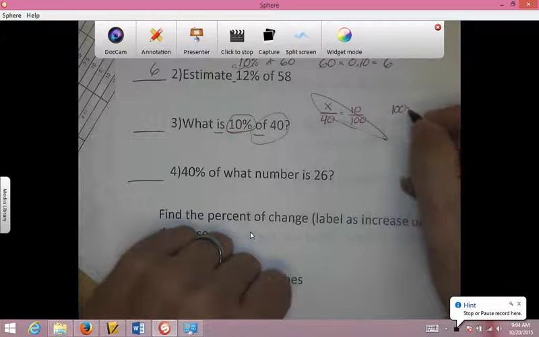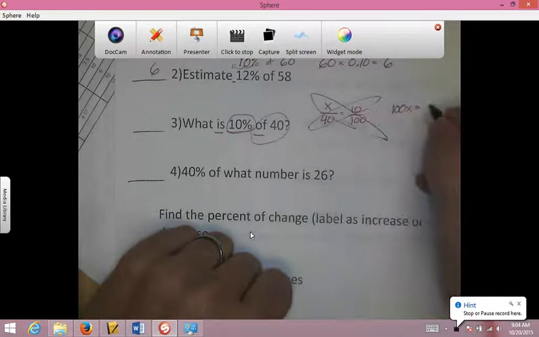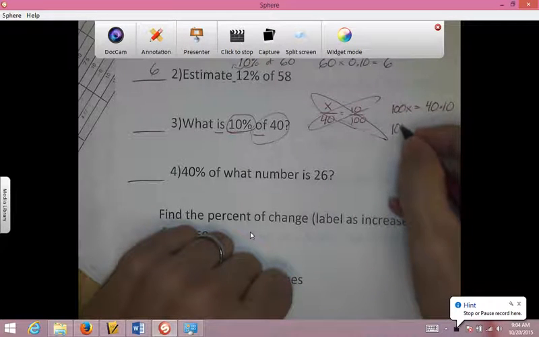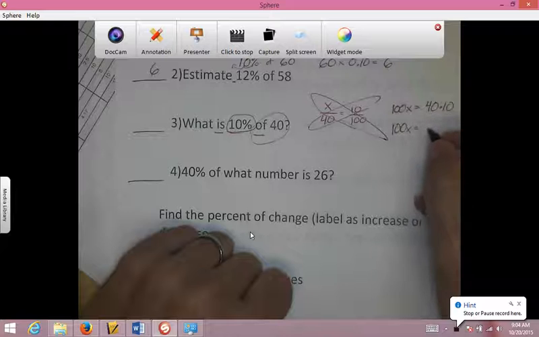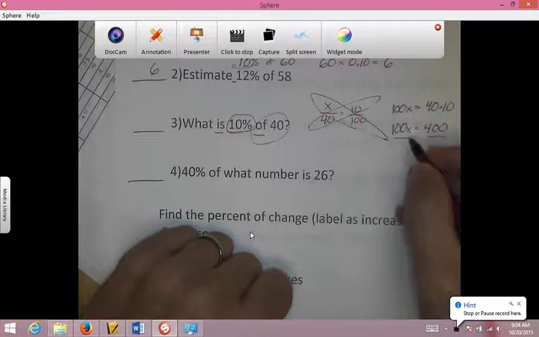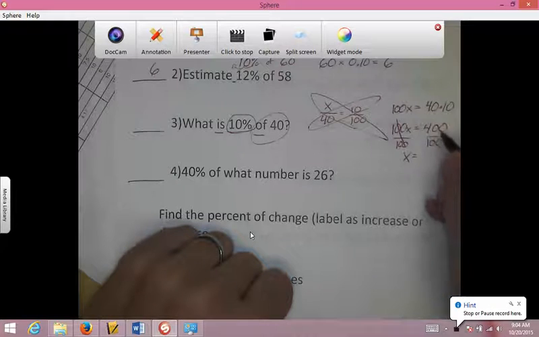100 times x equals 40 times 10. 40 times 10 equals 400. Divide both sides by the coefficient, the number touching x. When we do that, we have x, and on this side, 400 divided by 100 equals 4.